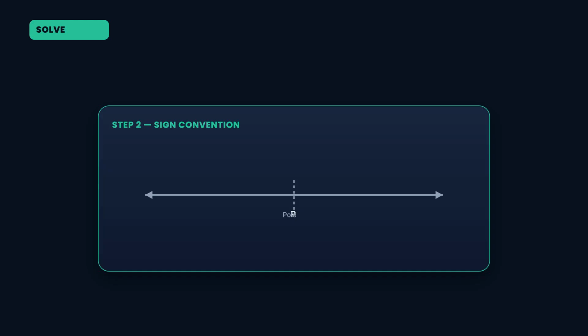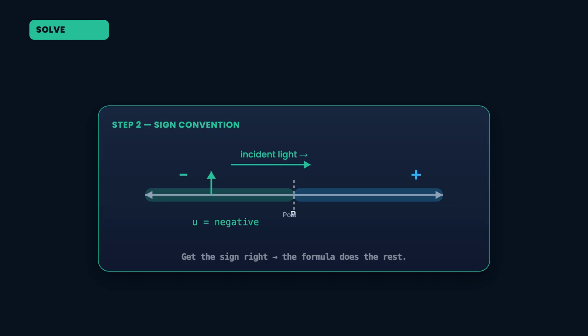Step 2. Signs. The pole is your origin. Distances measured against the direction of incident light are negative. For a concave mirror, U and F are negative. Get the sign right, and the formula does the rest.